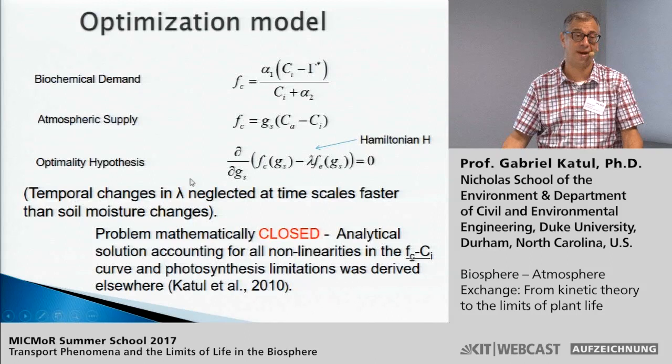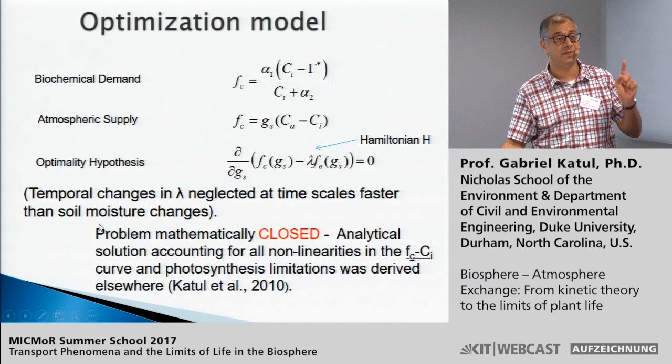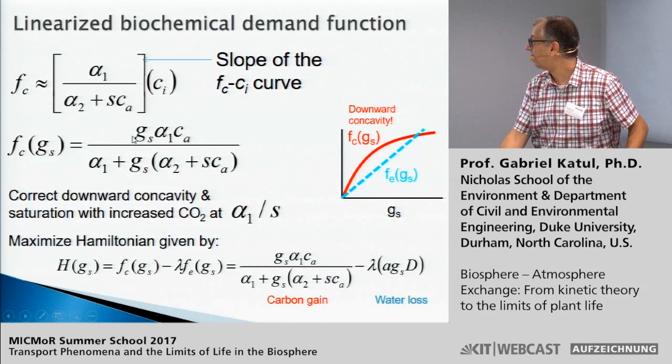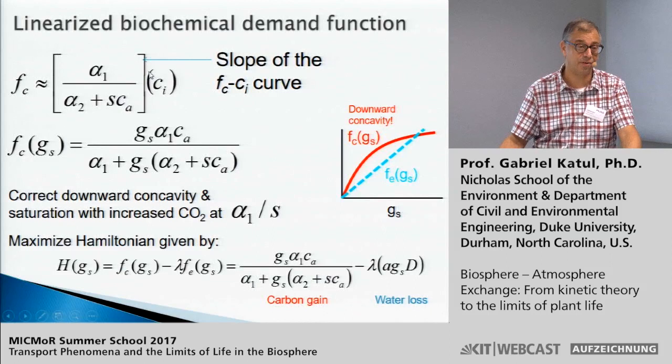So this problem is mathematically closed. There are analytical solutions for it, and I'm not going to deal with them too much. But what I would like to do is give you a flavor of what these analytical solutions do. So to do that, we will look at a linearized biochemical demand function, just because the equations become cleaner and everything becomes evident. And in fact, the linearity of the biochemical demand function would be actually way appropriate if Rubisco limits photosynthesis.